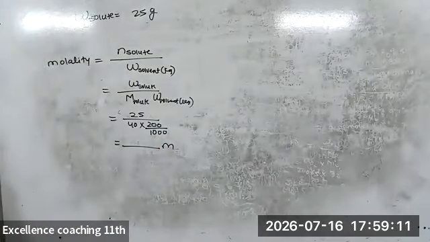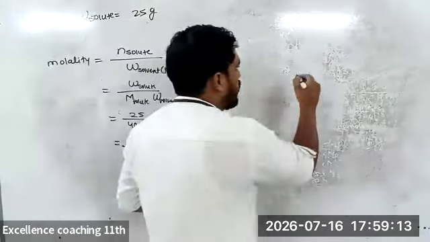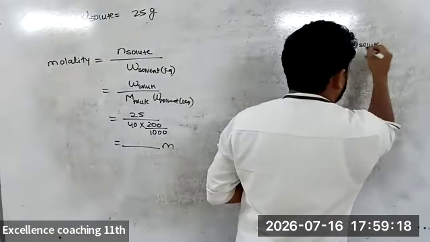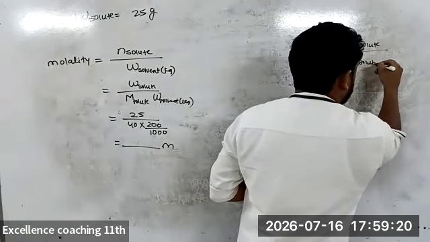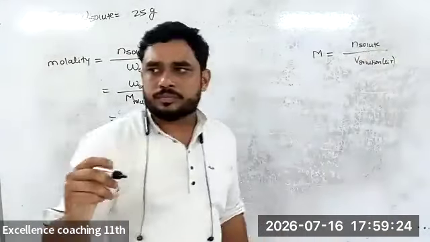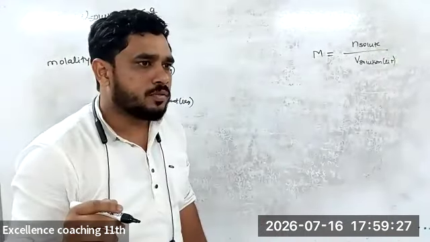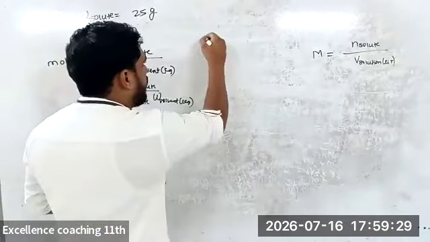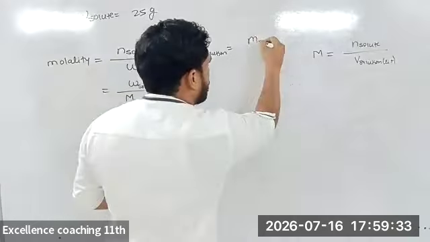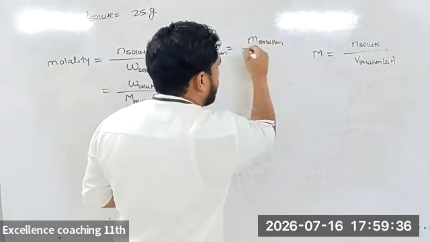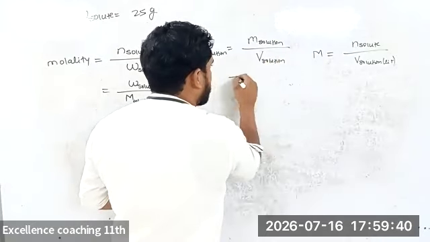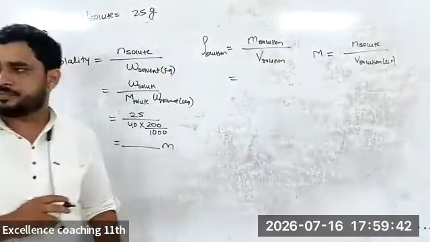Small m. Wait. We have to also calculate what? Molarity. Number of moles of solute upon volume of solution in liters. Is the volume given there? Density is given. So formula for density of solution is what? Mass of solution upon volume of solution. Correct, sir? What is mass of solution?